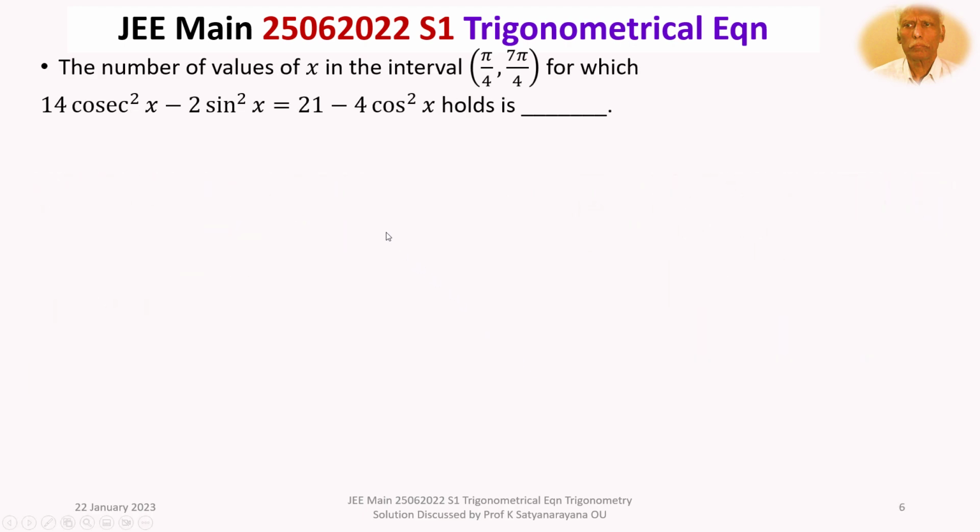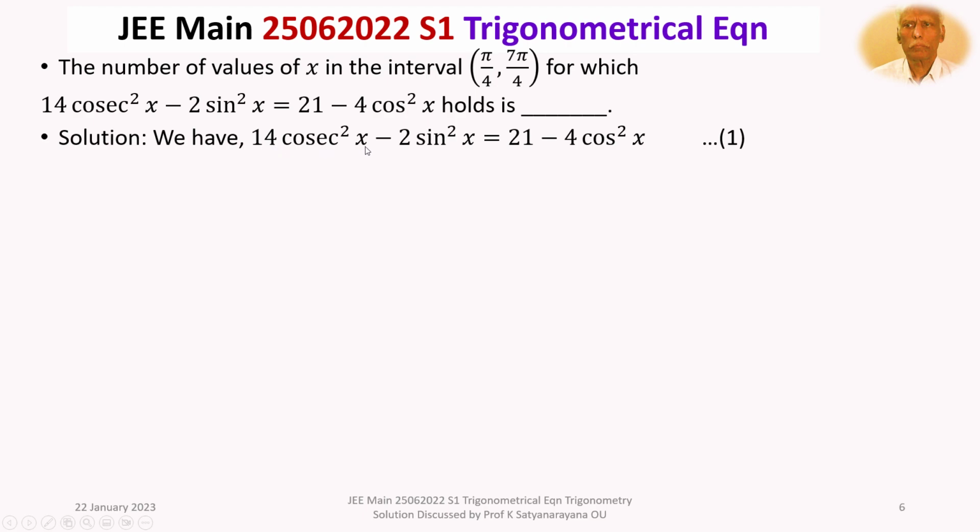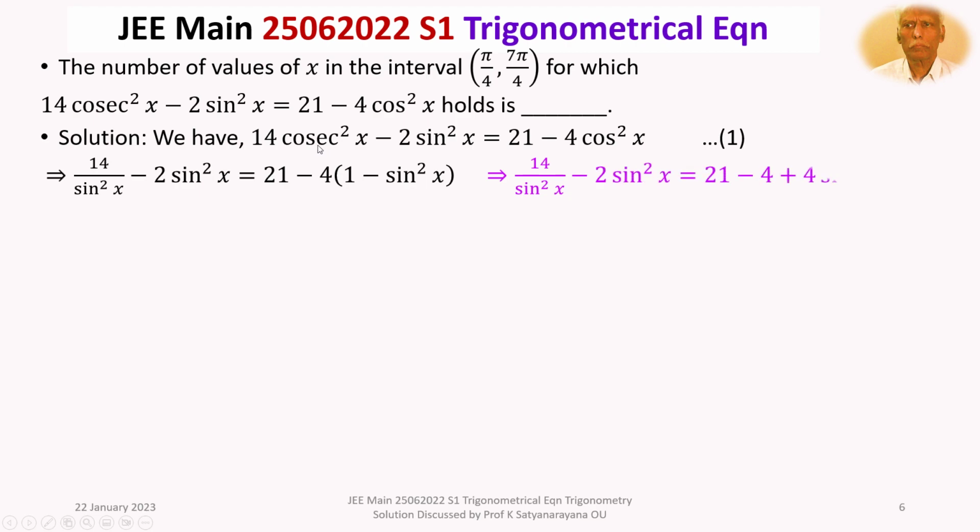That's your given question. We have this given trigonometrical equation. Let's call this equation 1. Now, writing 1 by sin square x for cosecant square x, and 1 minus sin square x for cos square x, we get this equation.